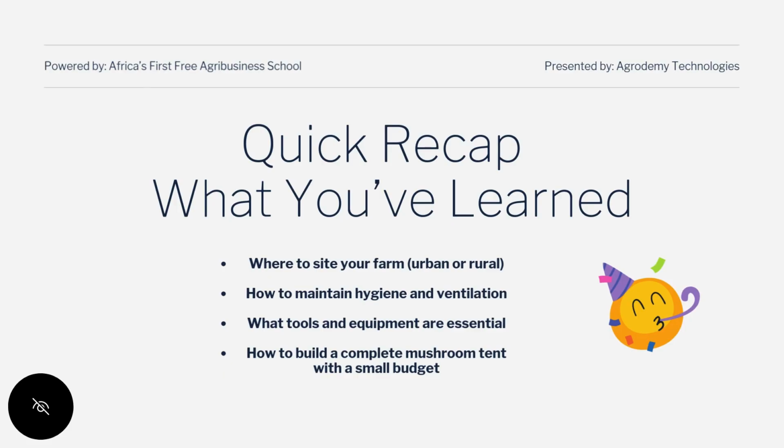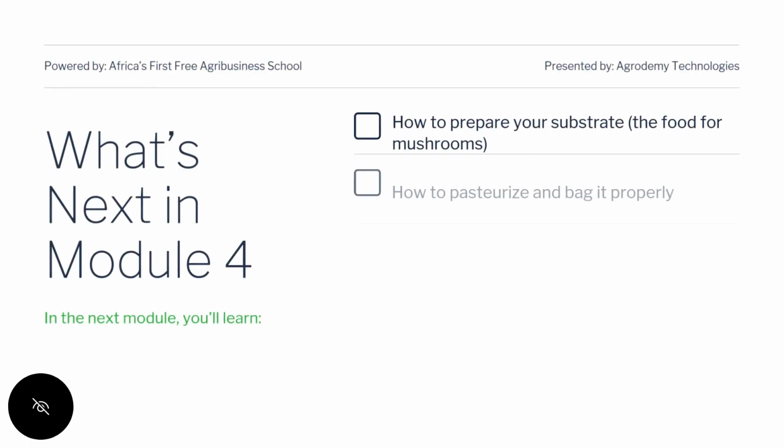As a recap, what have we learned in this video? We've learned how to site your farm either in urban or rural. We've learned how to maintain hygiene and ventilation. We've learned about the tools and the equipment that are very essential. And we have learned how to build a complete mushroom tent with a small budget.